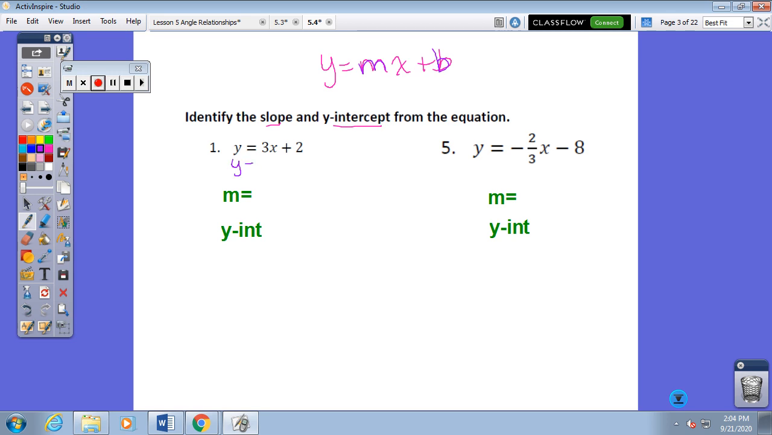So if I write y equals mx plus b underneath it, your m here is 3. It is not 3x, just 3. Your y-intercept is always 0, comma a number, so it's 0, comma positive 2. You're pulling out what's in front of x and what's back here. The sign goes with it. So here our m is negative 2/3, a negative slope. Y-intercept is 0, comma, that sign comes with it, negative 8.